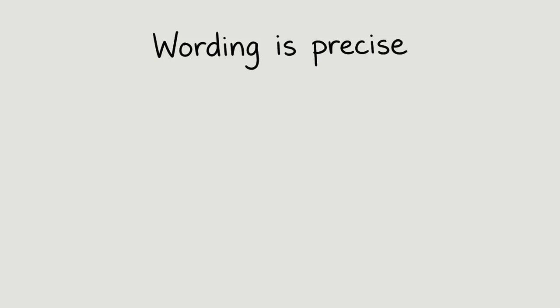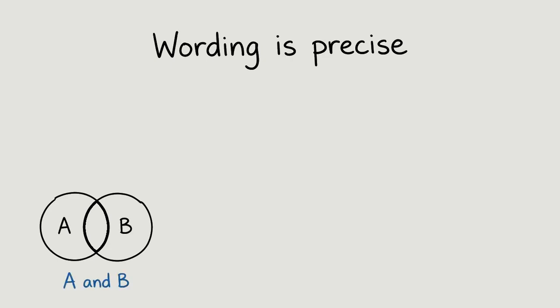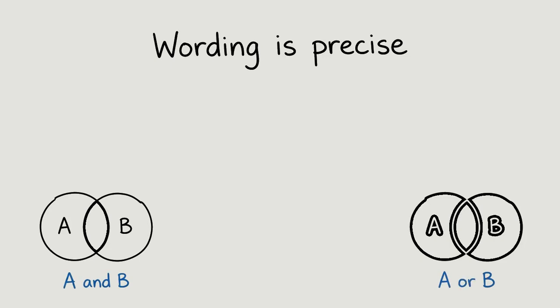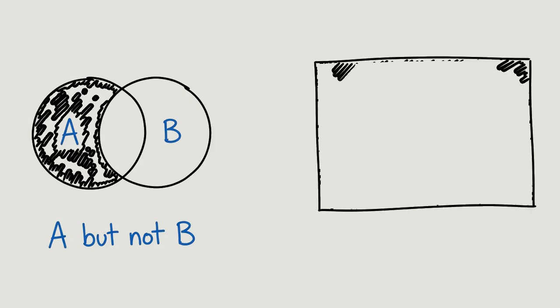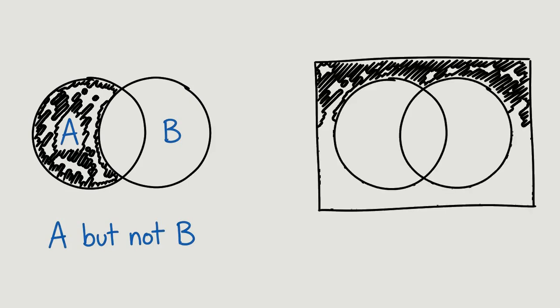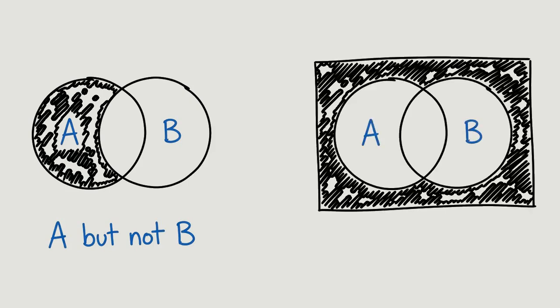This is where wording becomes precise. A and B means only the overlapping region. A or B means every region inside either circle, including the overlap. A but not B means the A only region. Neither A nor B means the region outside both circles. Most mistakes come from mistranslating these phrases, not from calculation.